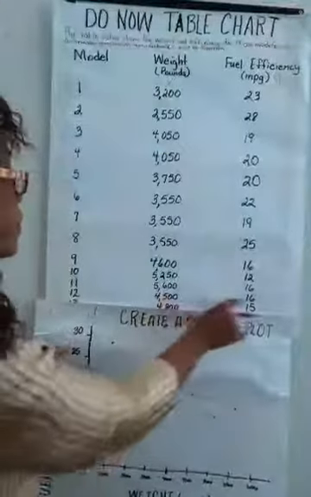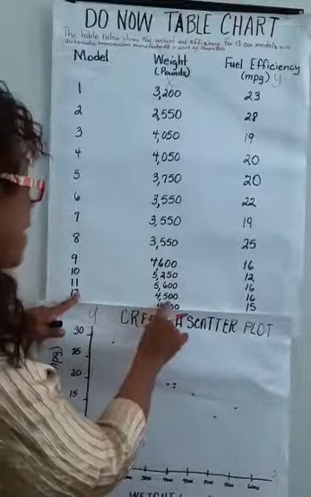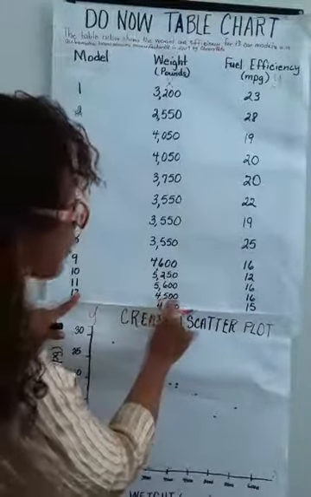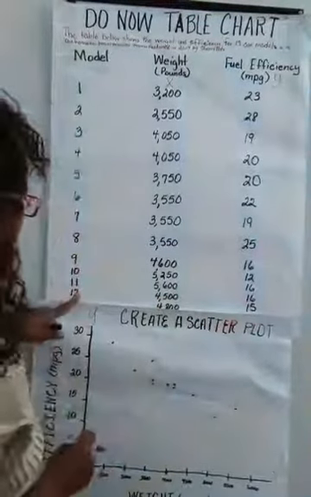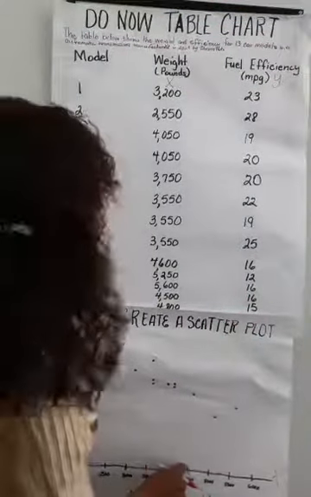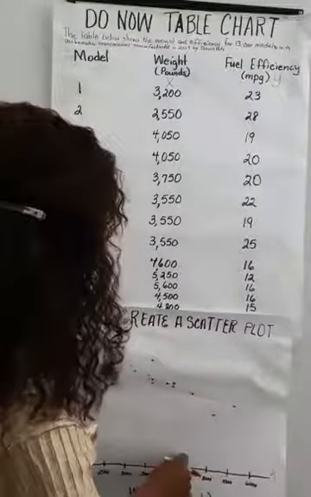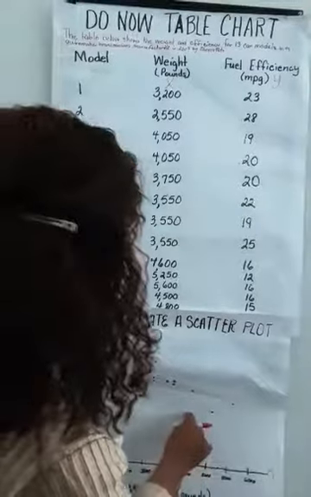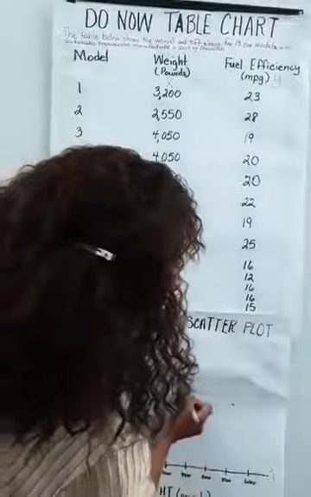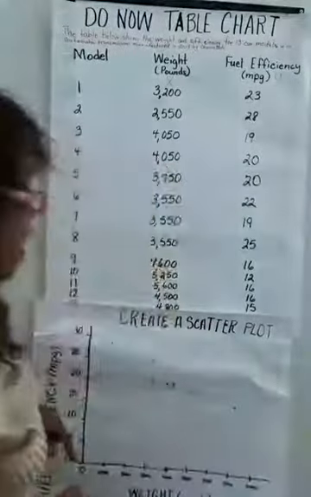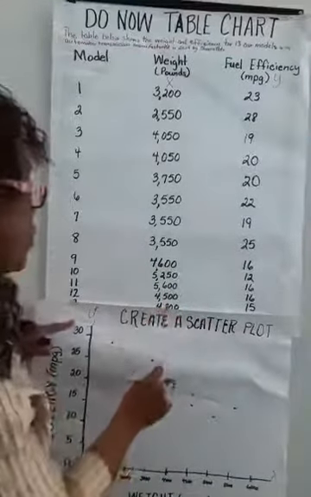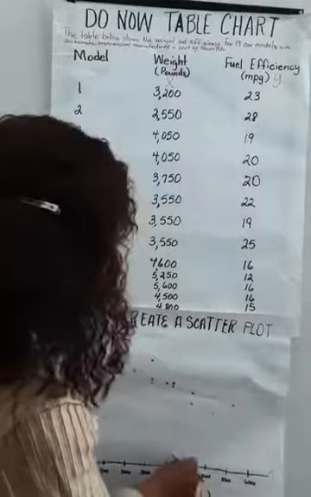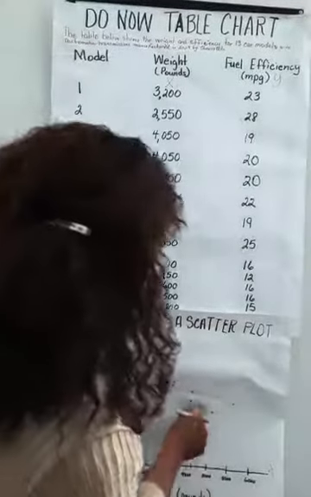And Model 12, I can get 4,500. It weighed 4,500 pounds. I can get 16 gallons out of that. So 4,500, I can get 16 gallons. So somewhere right along in here. And 4,800, I can get 15. 4,800, I can get about 15.